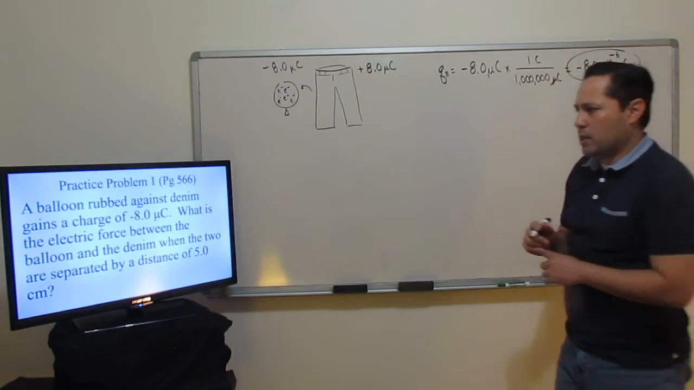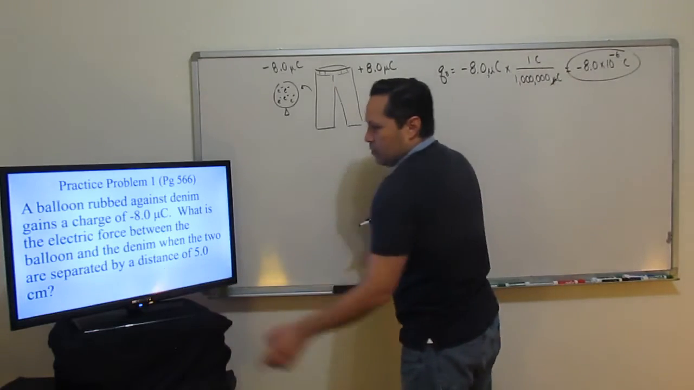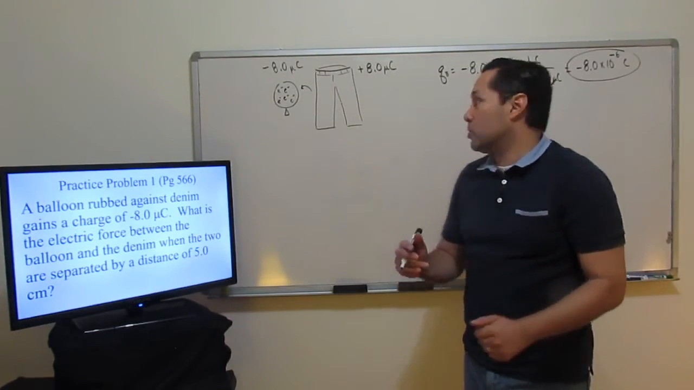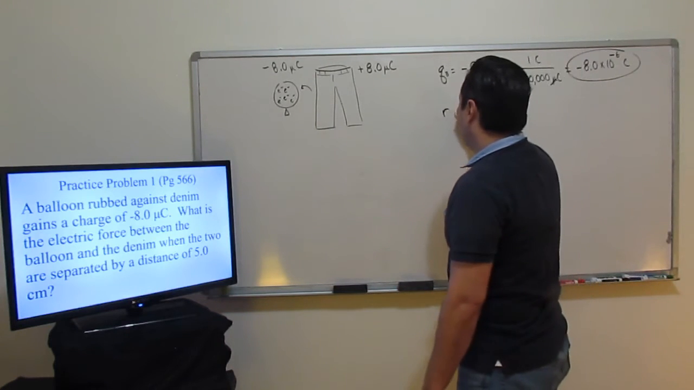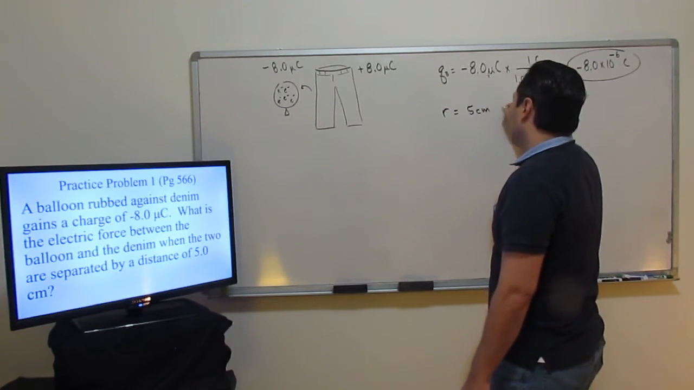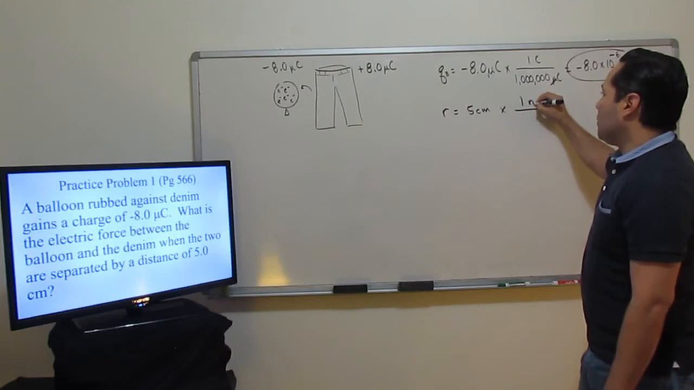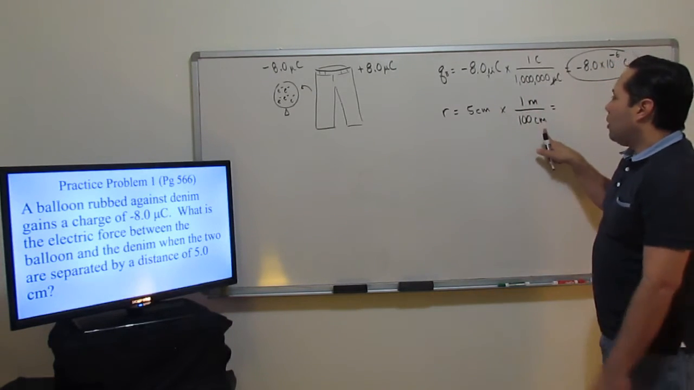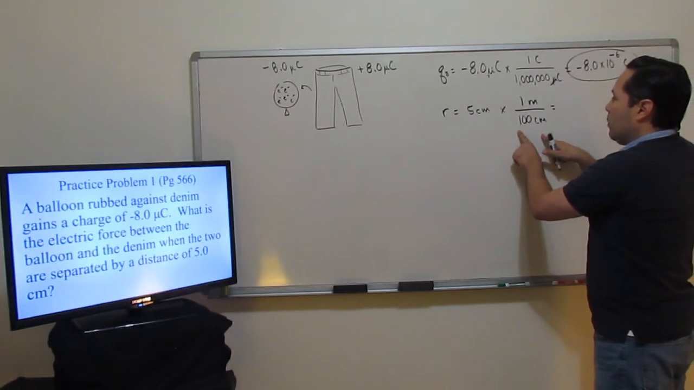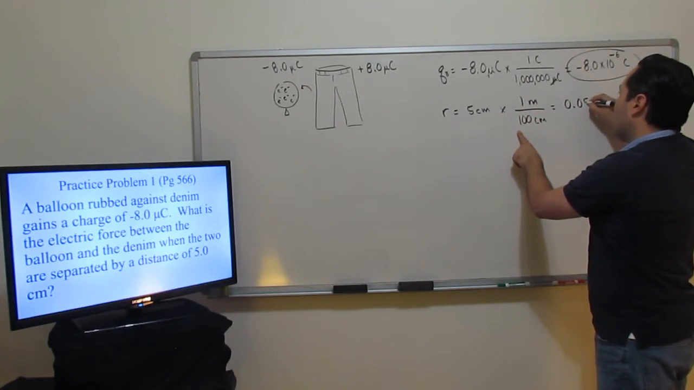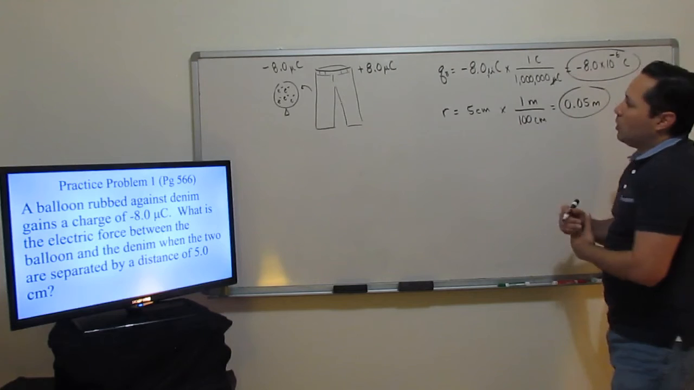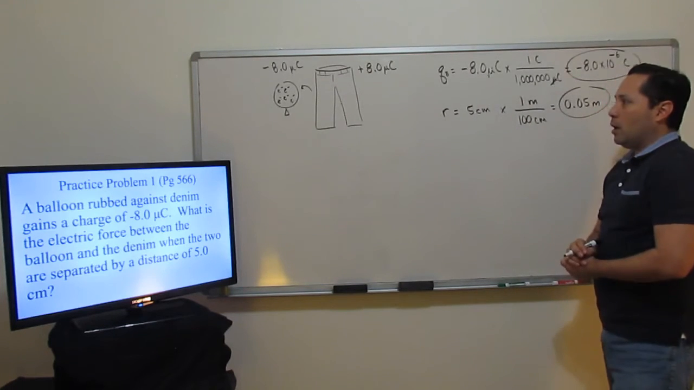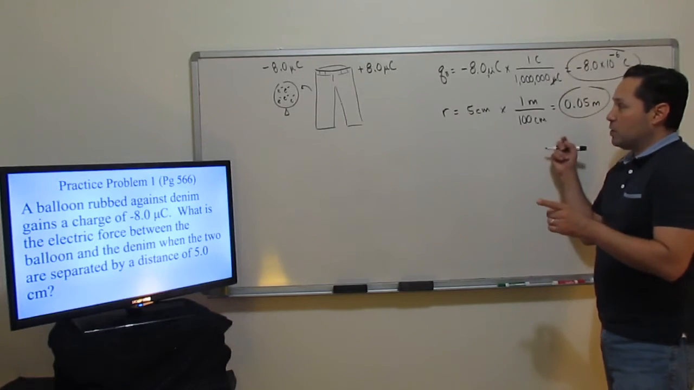The next one is, let's see, 5 centimeters. No, we can't use that distance in centimeters. It's got to be in meters. Alright, so our distance, or our radius, is going to be 5 centimeters. In every 1 meter, there's 100 centimeters. Alright, so we have 5 times 1 divided by 100. It gives us 0.05 meters. Alright, so we got our charges in the proper unit. We got our radius, our distance between them.